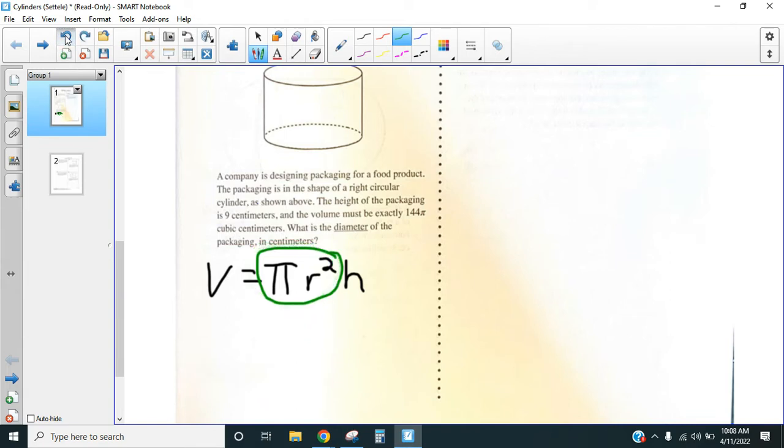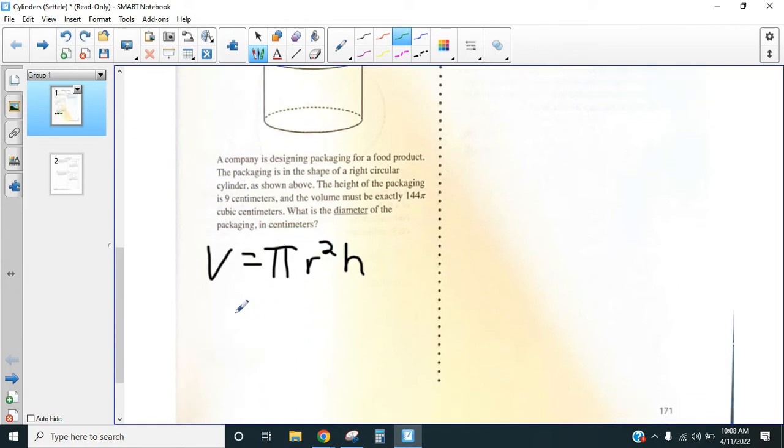All right, now they tell us a couple things here, and then we're supposed to solve for something else. They tell us the height is 9. They tell us the volume is 144 pi. And this whole thing fits right in with what we did last week with rearranging formulas. We're going to solve now. Now, from this equation, we can figure out the radius, but what's the question asking for? Diameter. All right, so here we go.